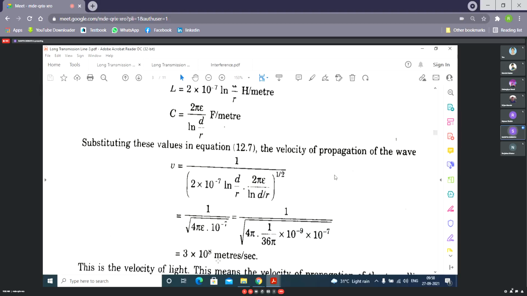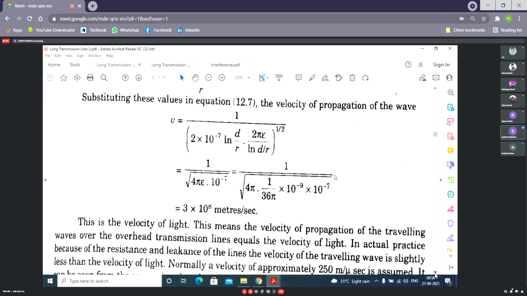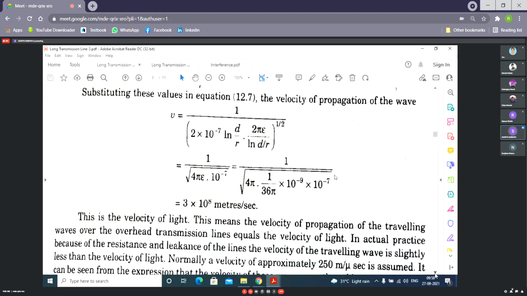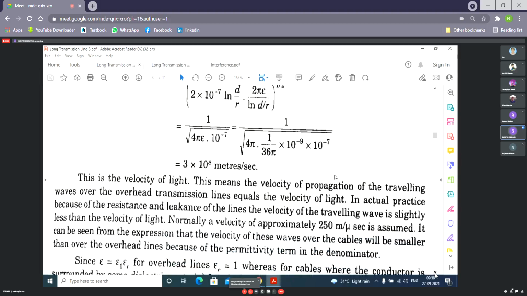You derive the velocity and find out the value for the surge impedance of the transmission line. The velocity of the traveling wave in transmission lines is exactly equal to the velocity of light under ideal conditions, but it does not always remain exactly equal because there is some resistance and some leakage in the lines. But if not mentioned otherwise, you have to consider it 3 into 10 to the power 8 meters per second.